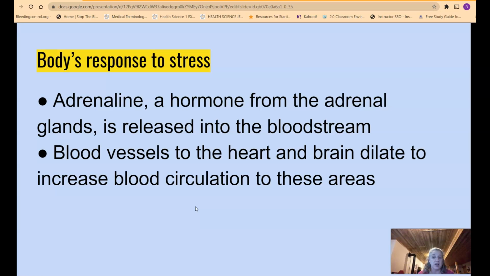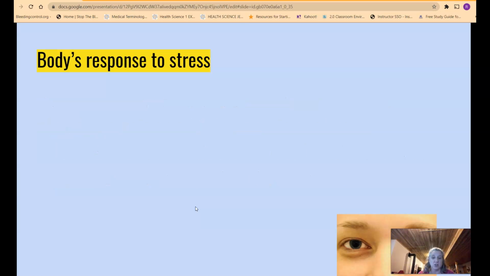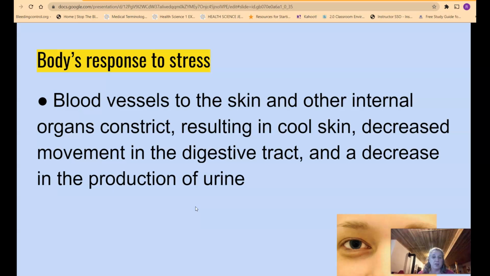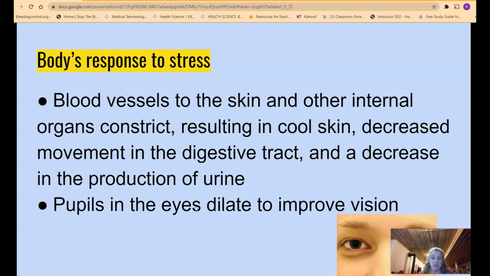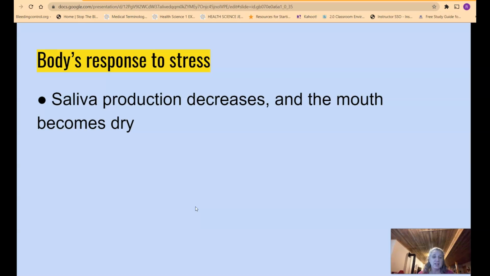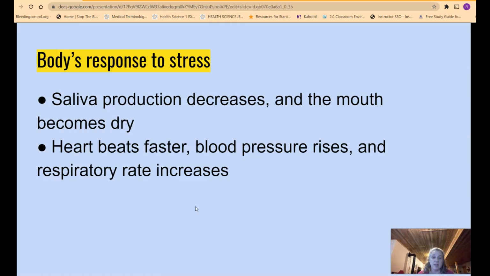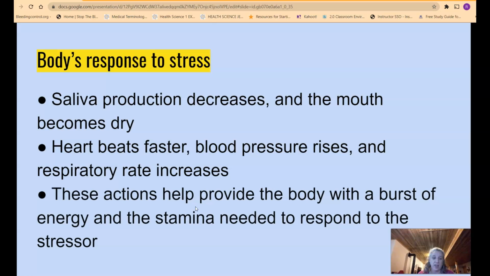Blood vessels to the heart and brain dilate to increase blood circulation to these areas. Blood vessels to the skin and other internal organs constrict, resulting in cool skin, decreased movement in the digestive tract, and a decrease in the production of urine. Pupils in the eyes dilate to improve vision. Saliva production decreases and the mouth becomes dry. The heart beats faster, blood pressure rises, and respiratory rate increases. These actions all help provide the body with a burst of energy and the stamina needed to respond to the stressor.